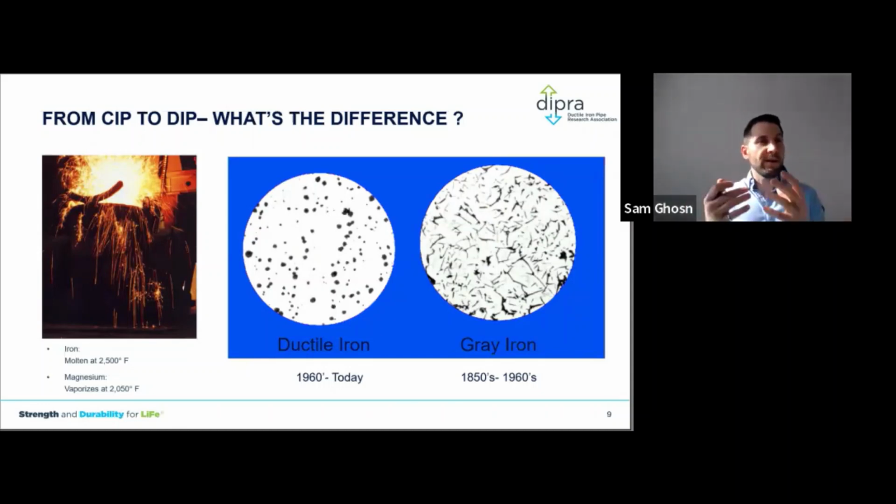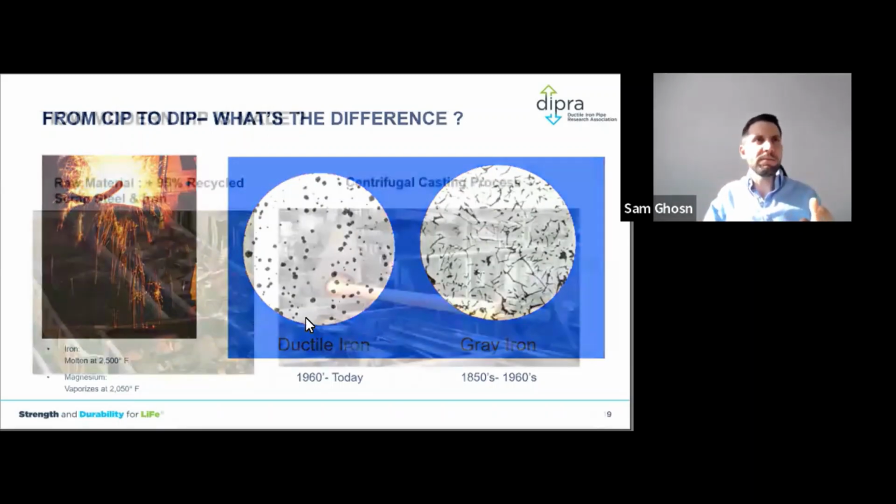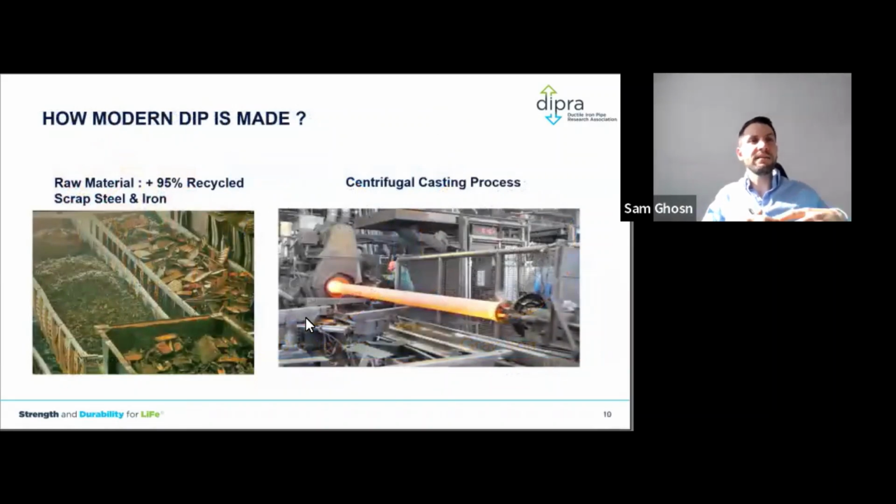So when we melt gray iron pipe, you add magnesium and silica, you get that fireworks that you see on the left side of the slide. And by changing that microstructure, you see how the graphite shape is different, from a flake shape into a nodular shape. And that change in microstructure between gray and ductile iron changes the mechanical properties and creates ductility and high ultimate and yield strengths as well, compared to a brittle material with gray iron.